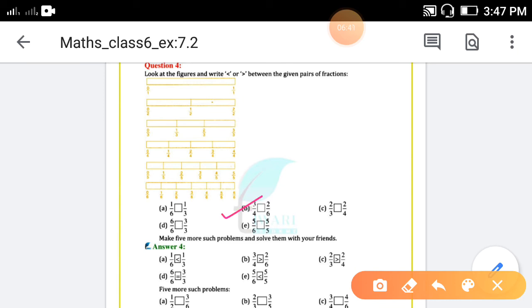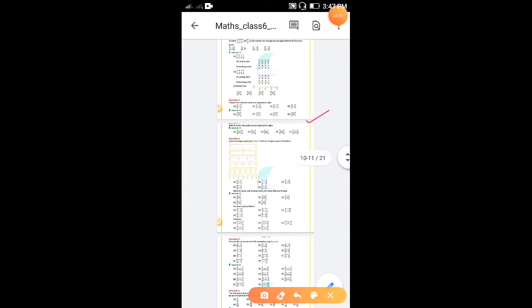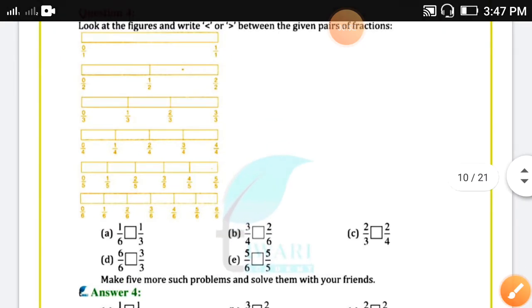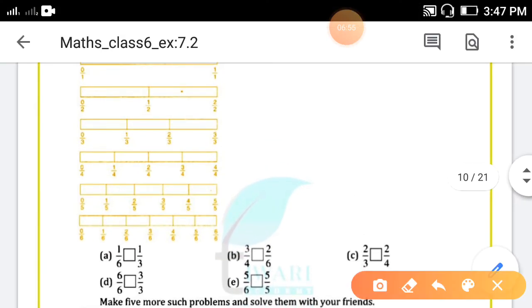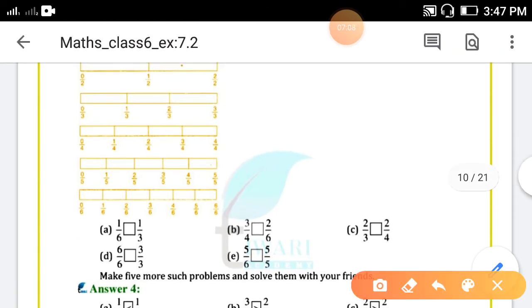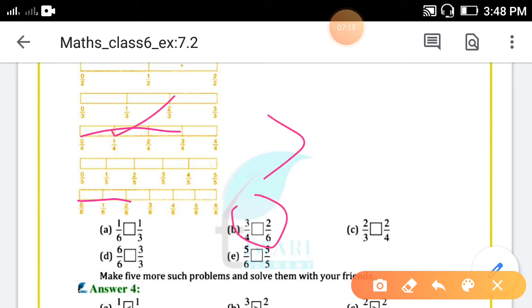Second one, B, 3 upon 4 and 2 upon 6. Where is 3 upon 4? Here. 3 upon 4 and 2 upon 6, here. So 3 upon 4 is greater than 2 upon 6, because you have to compare the distance from 0 to 3 upon 4 and the distance from 0 to 2 upon 6. So this one is greater.